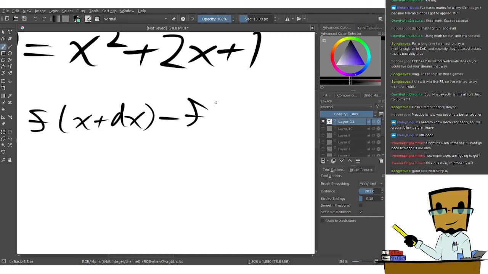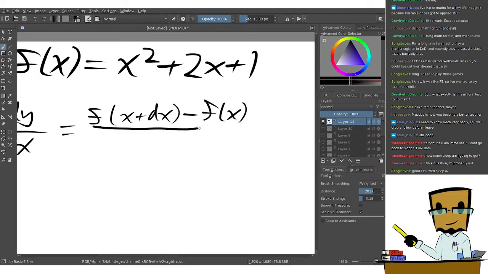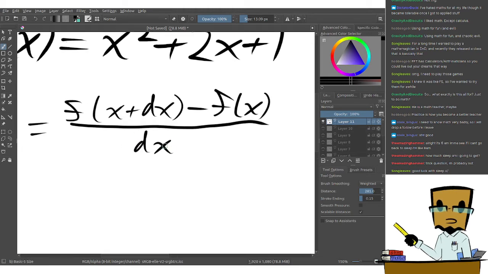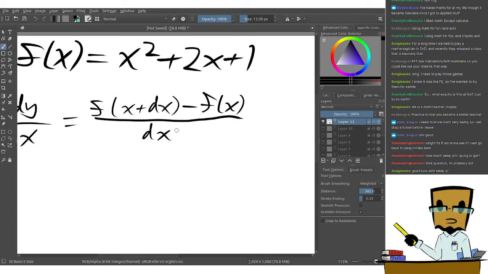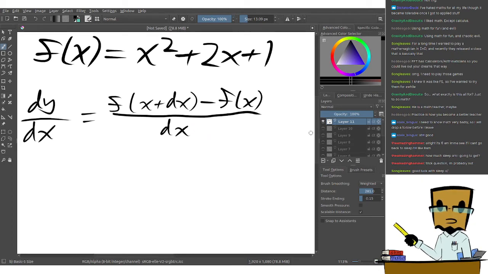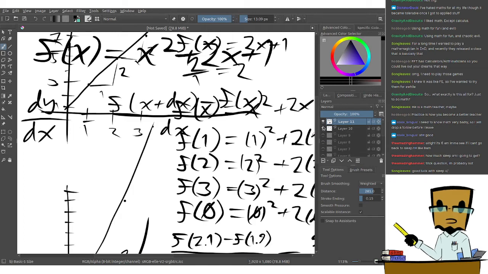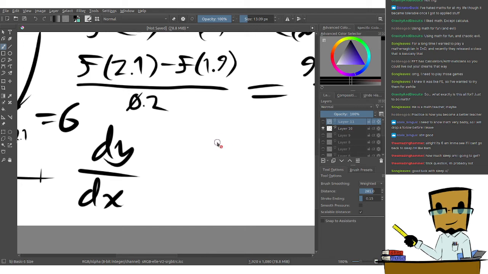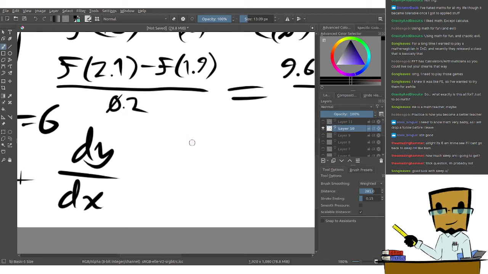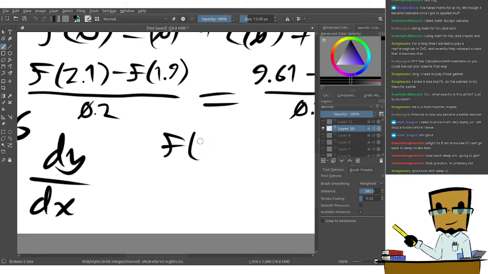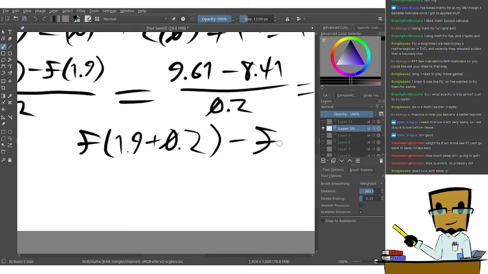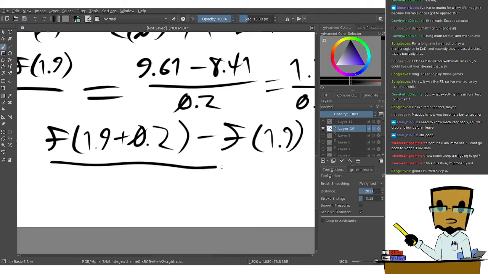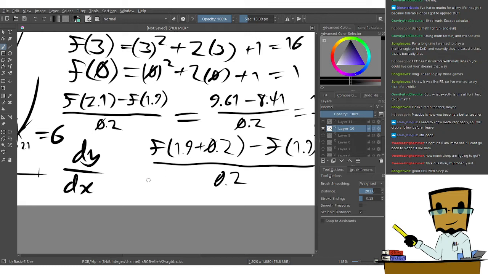Alright. So, dx is just a variable for difference in x. Okay. Sorry, I got a little panic there. So, we can see it in this previous equation we did to find the slope. F of... Let's see. We can write it this way. 1.9 plus 0.2 minus F of 1.9 divided by 0.2. There we go.